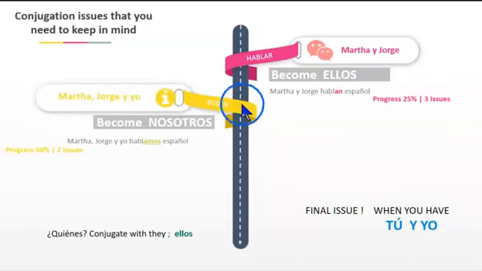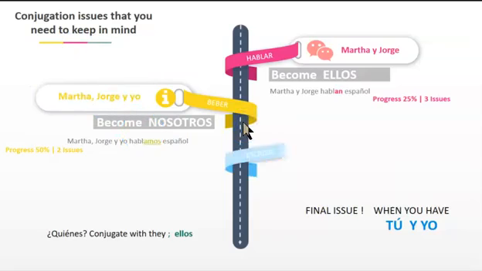We have another issue here with the verb beber, Marta, Jorge y yo. When we have in the sentence Marta, Jorge y yo, that becomes nosotros. Every time you have yo in the sentence, that includes a group of people or another person, it becomes nosotros.